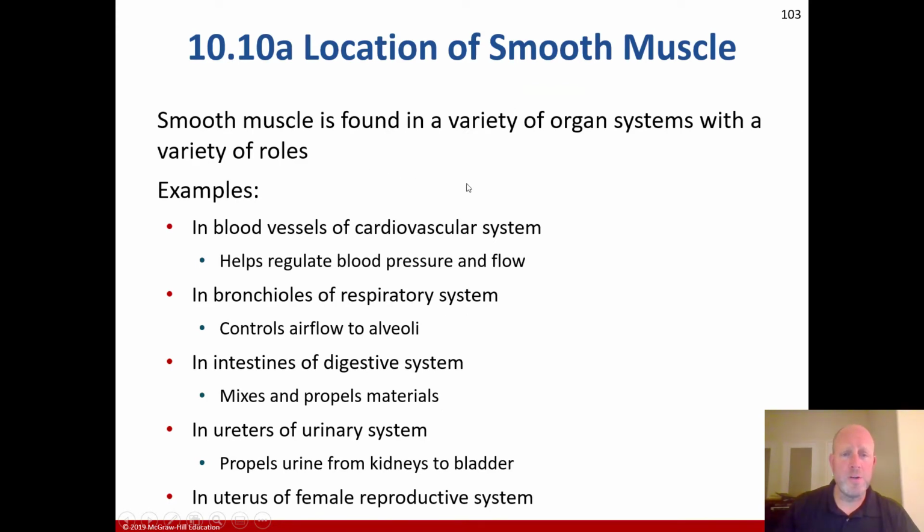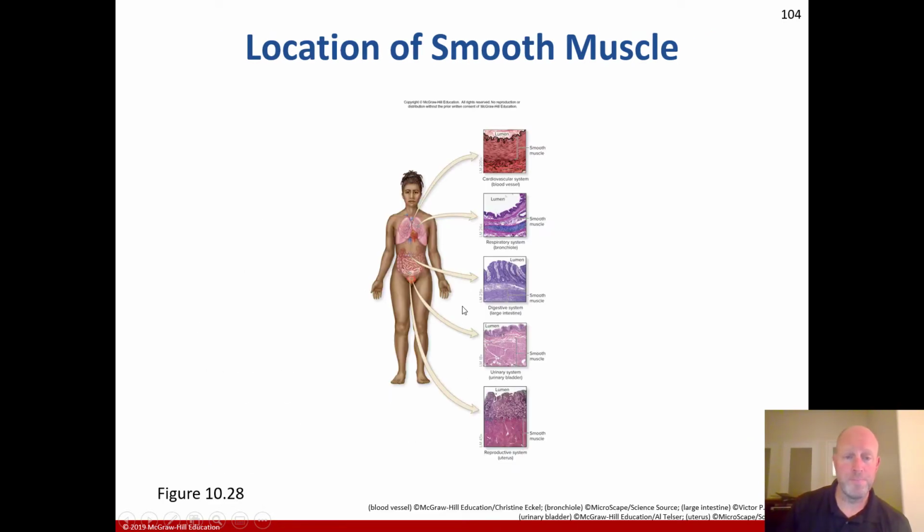That said, smooth muscle is found in a variety of organ systems with a variety of roles. In blood vessels of the cardiovascular system, it helps regulate blood pressure, flow, and resistance. In bronchioles of the respiratory system, it controls the airflow to the alveoli and the lungs. In the intestines, the digestive system, it mixes and propels materials. In the ureters of the urinary system, it propels the urine from the kidneys to the bladder. And in the uterus, the female reproductive system.